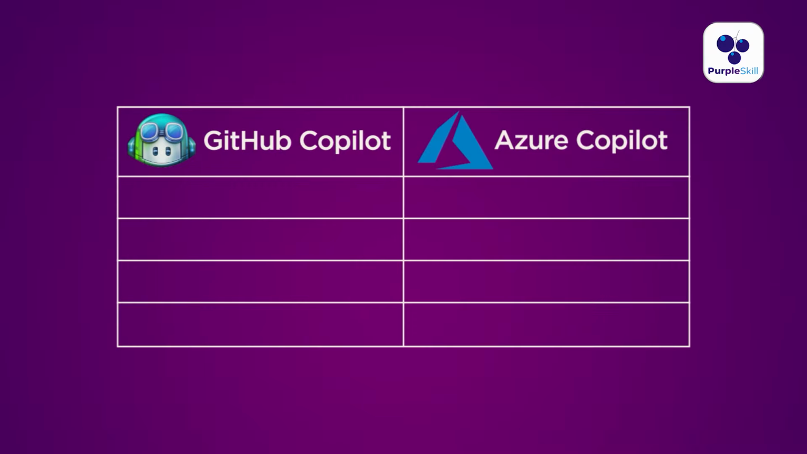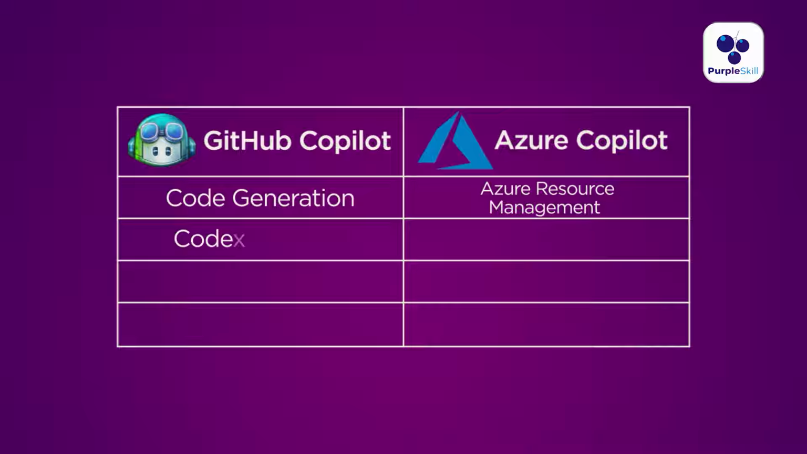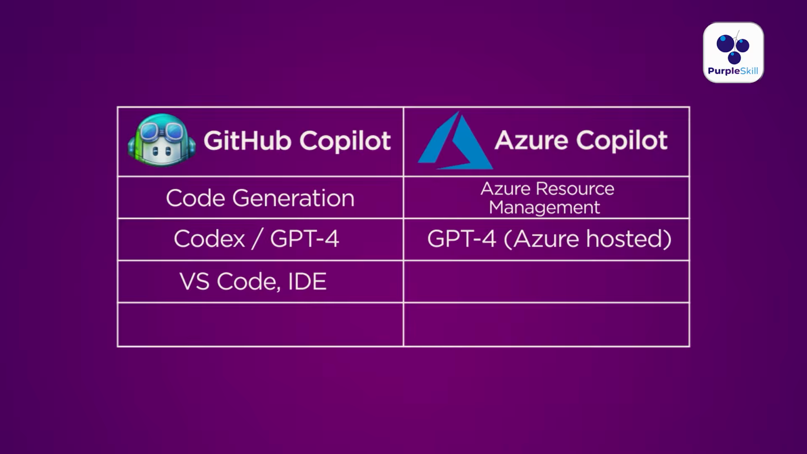So now let us compare GitHub Copilot and Azure Copilot. Both are used for different types of use cases: GitHub Copilot is used for code generation, while Azure Copilot is used for Azure resource management. GitHub Copilot uses models like Codex and GPT-4, while Azure Copilot uses Azure-hosted GPT-4. GitHub Copilot is available in your IDE environment such as VS Code, JetBrains, or GitHub Codespaces, while Azure Copilot belongs to the Azure portal. GitHub Copilot generates code snippets, while Azure Copilot gives you responses in natural language plus chat.